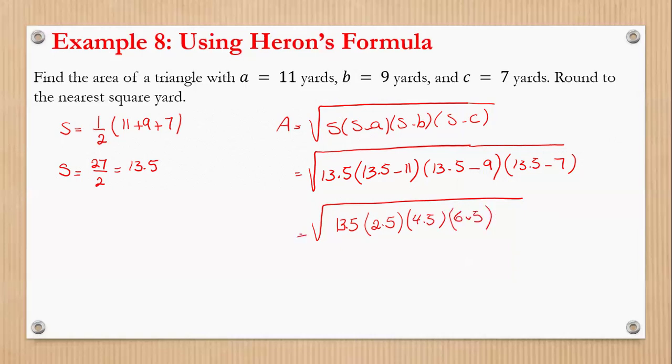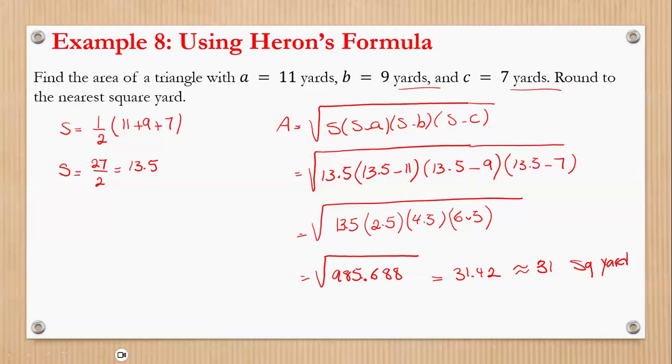Multiply all these numbers together, which gives me 985.688. If I take the square root, it's 31.42, but if you round it, it would be about 31. Since the units are yards, this is square yards, because area is always squared. If the units are meters, it's square meters. If the units are yards, square yards. If the units are feet, square feet.